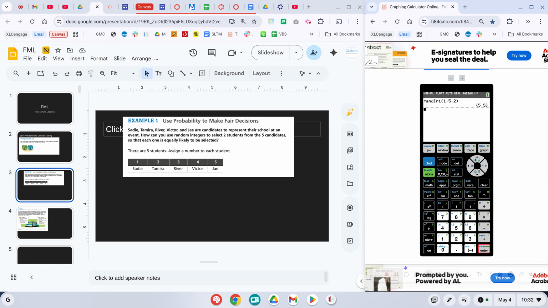Oh, this is interesting. So now I think what we would do is go back and go random integer 1 through 4 and just pick 1. Math, random integer 1 to 4, 1.